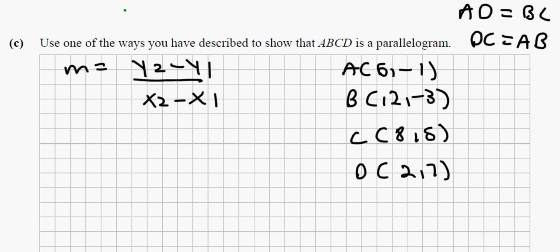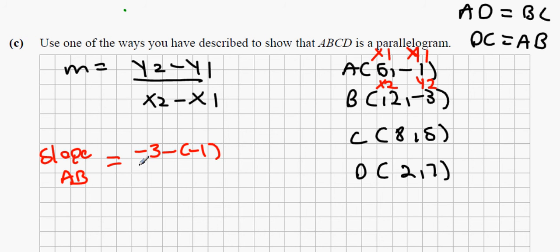So I'll go for slope AB starting off. So slope AB, what I can say is x1, y1, x2, y2. Just put it right into the calculator, so we're going to get minus 3 minus 1 divided by 12 minus 6, straight into the calculator. With that you're going to get minus 1/3.